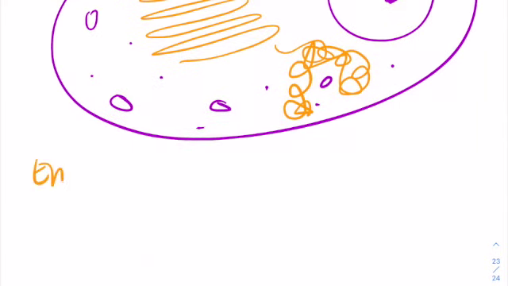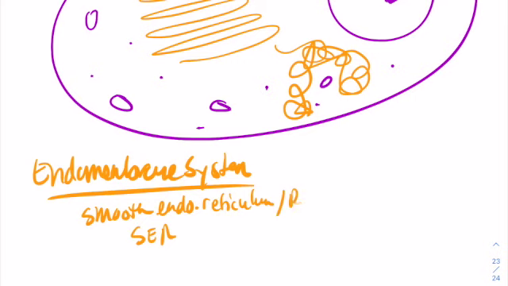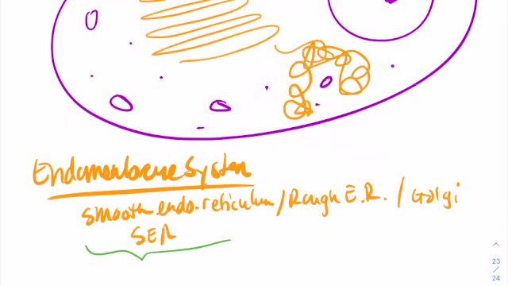That is the endomembrane system right there. And it's made up of the smooth endoplasmic reticulum, the SER, the rough endoplasmic reticulum, and the Golgi. The smooth ER is involved in lipid synthesis. Whereas the rough ER is all about protein production.